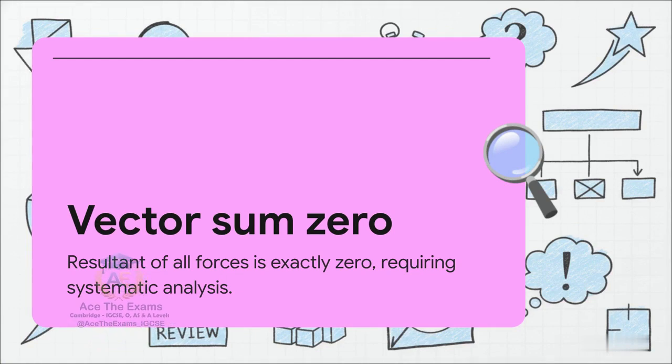So let's talk about equilibrium, specifically a vector sum 0. This is formally defined as a state where the resultant of all forces acting on an object is exactly 0. But crucially, getting to that answer requires systematic analysis. Principal examiners consistently report in their feedback that candidates confuse key terminology all the time. Listen, you absolutely cannot just write forces cancel out on your paper and expect a mark. That is way too casual.